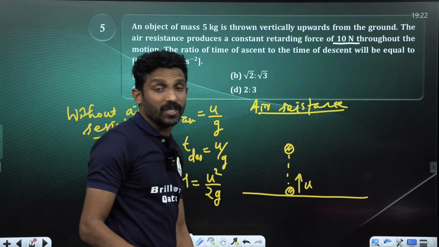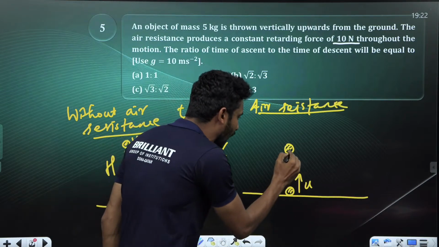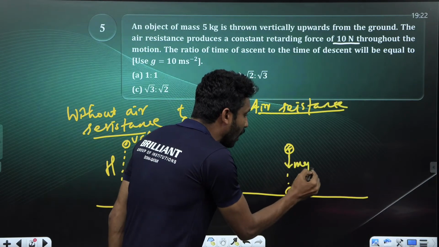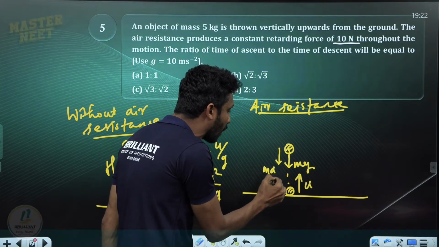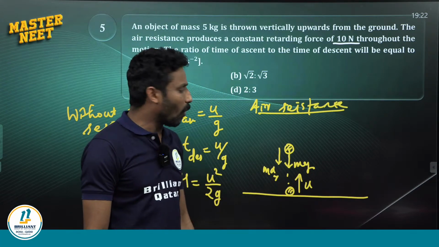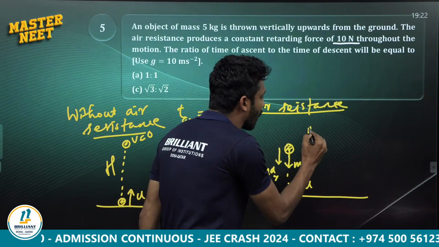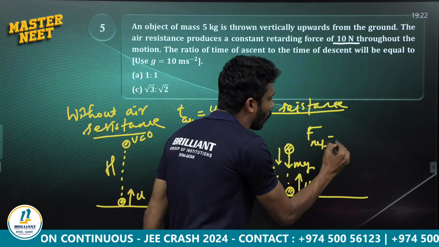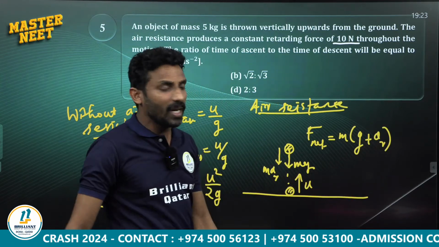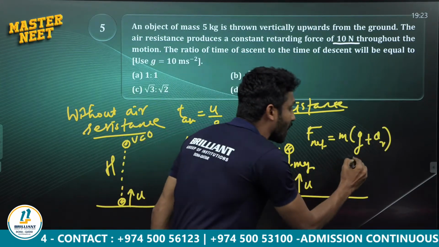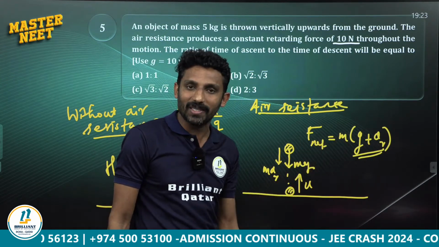There are two forces acting on the object downward. Which are the two forces? One is mg acting downward. The other one is the air resistive force, m into ar, also acting downward. Okay, then what is the net force downward? The net force on the body, F net, is equal to m into g plus ar, which means the net retardation is g plus ar. The total retardation of the ball is g plus ar.